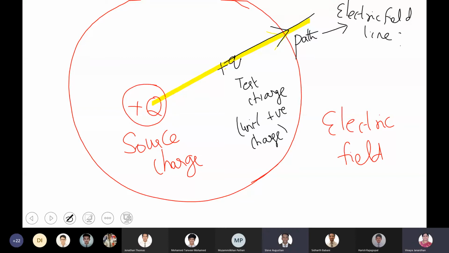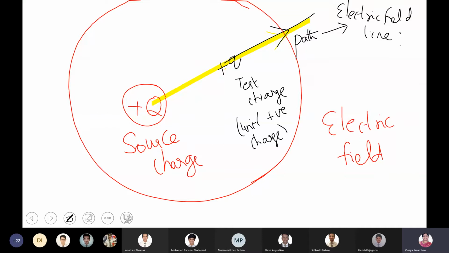Ma'am, can you repeat this one more time? The path taken by a unit positive charge in an electric field is defined as an electric field line. The direction in which it moves gives you the direction of the electric field.